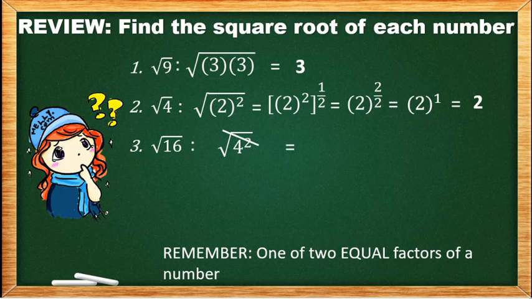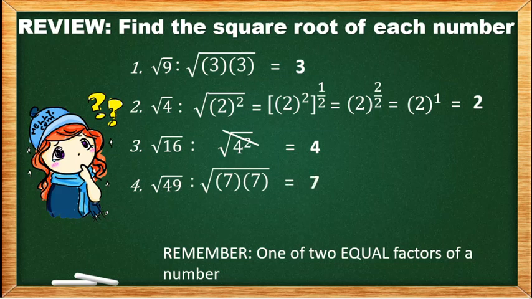So, magiging sagot, 4. And number 4, square root of 49. Same as sa, yan. So, the answer is 7. And the last one, square root of 121. The answer is, kakancel natin yung square root and the squared, kaya magiging 11.